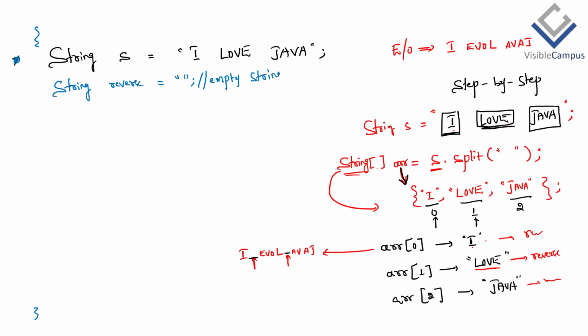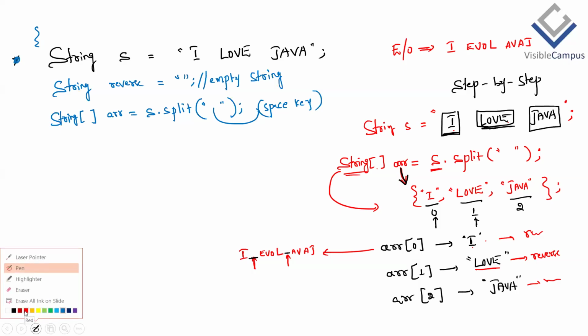After this, what to do? Split the existing string. Use the dot split method, and inside this split by a space. So here a space is there. What's the return type of this one? Its return type is a string array. You can use any name, but it's a string array. Say I'll use ARR only. This is the first part.